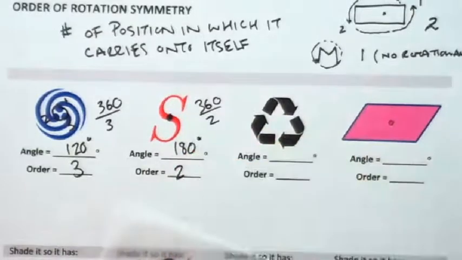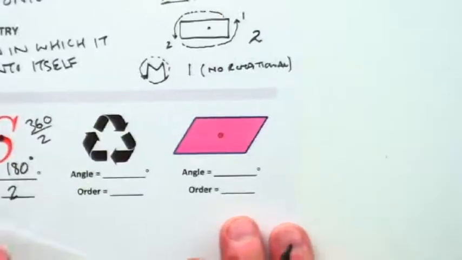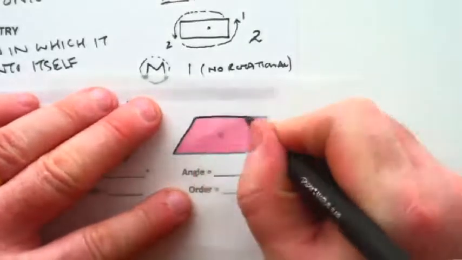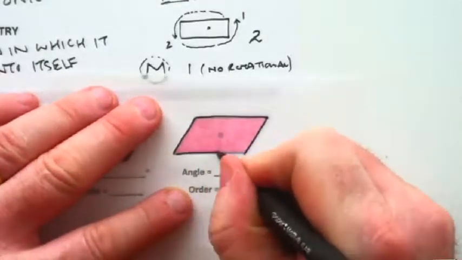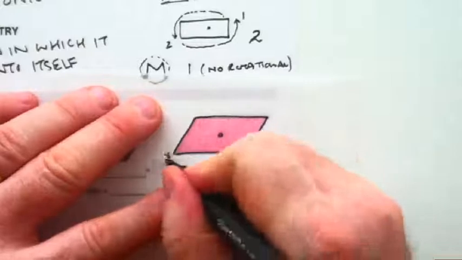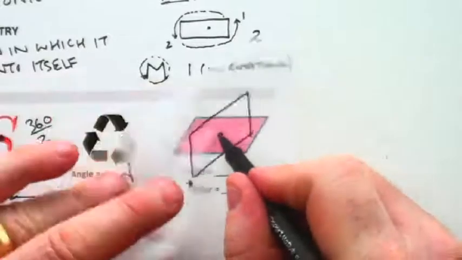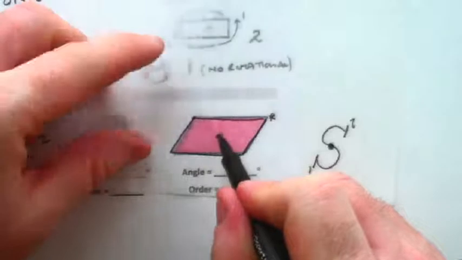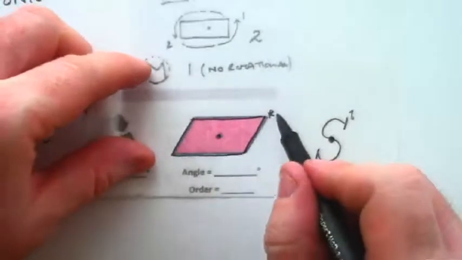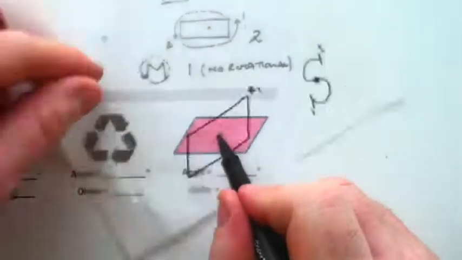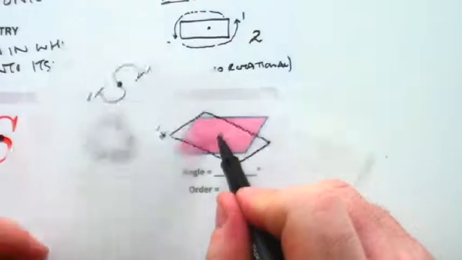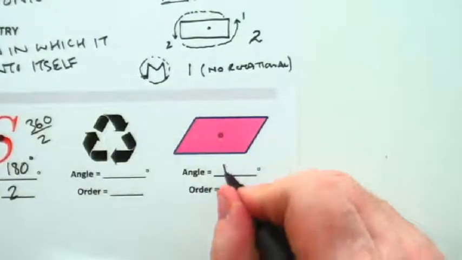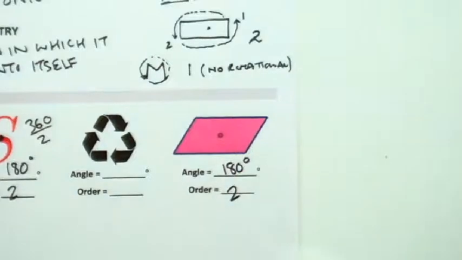is 180. Let me do just one more, again, to give you the same idea. I'm going to again copy it down with some patty paper. It's very helpful. I'm going to watch this corner here. I rotate it 90. I rotated it to 180, and I carried onto itself once, and then 270, and then 360. I came back to it a second time. Order of 2, angle of 180 degrees.